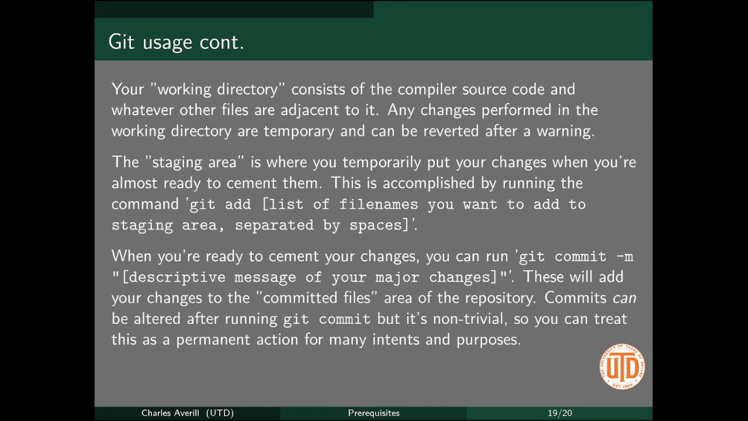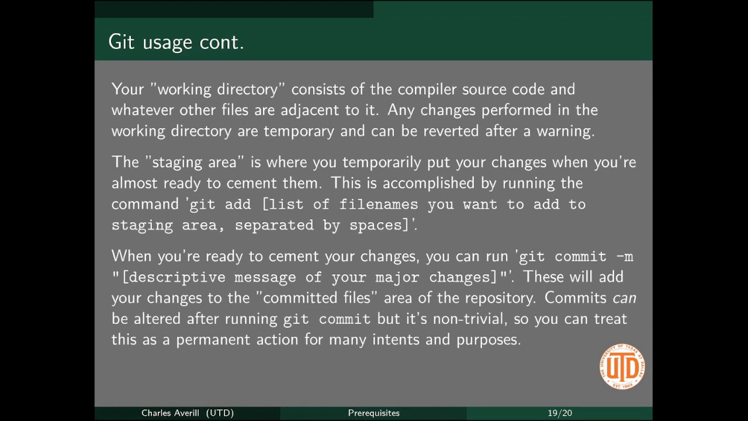Basically, Git is going to have this thing called a working directory, which in terms of the Echo compiler is going to be the compiler source code and some configuration files that go with it. It's literally just the directory that the code lives in. So any changes that you perform in the working directory are temporary and can be reverted after, as long as you dismiss the warning that Git gives you.